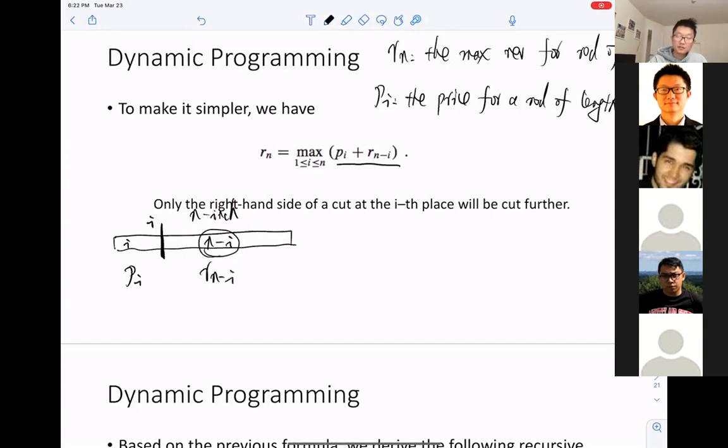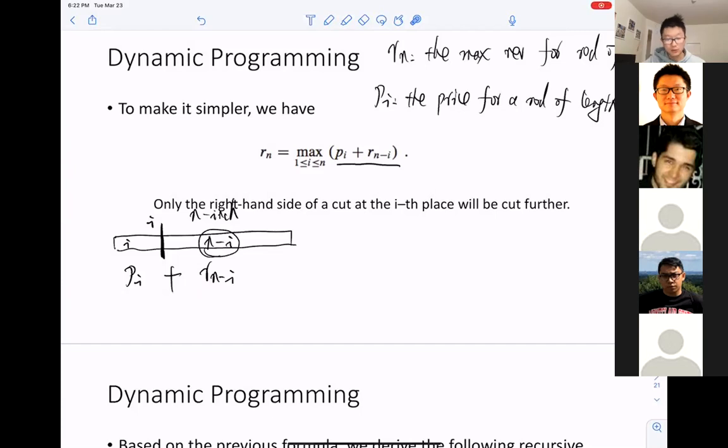As you can see, on the top I wrote the maximum revenue for a rod of length n. So here we just need to substitute n with n minus i. Correct? Okay. So for the left part, we can make P i. For the right part, we can make at most R n minus i. So in total, if we make the leftmost cut at the ith place, the total revenue we can make is just the sum of them, right?